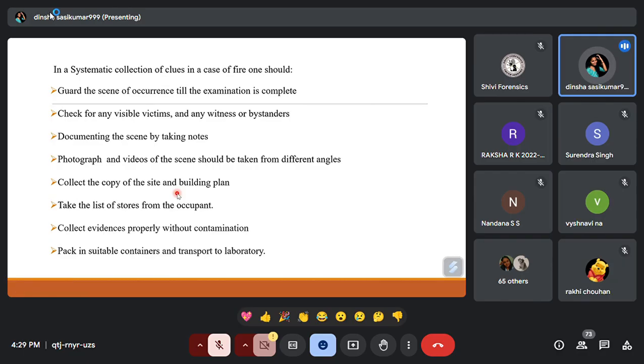The fourth one is packing in suitable containers and transport to the laboratory. For packaging evidences, every evidence has its own method of packaging. For arson or ignitable liquid residues, which we call ILRs, the evidences that we collect from an arson scene have to be packed in separate cans or separate evidence bags. That also we will discuss in coming slides.